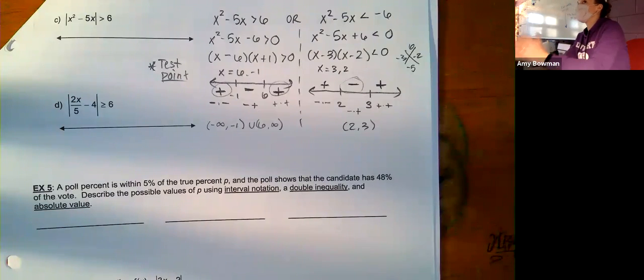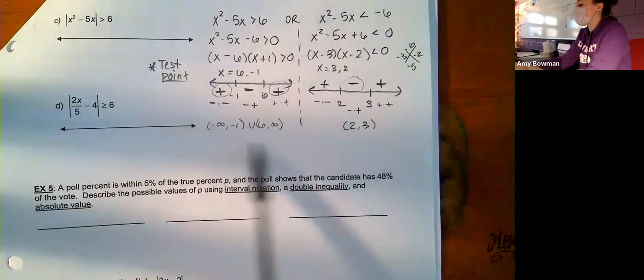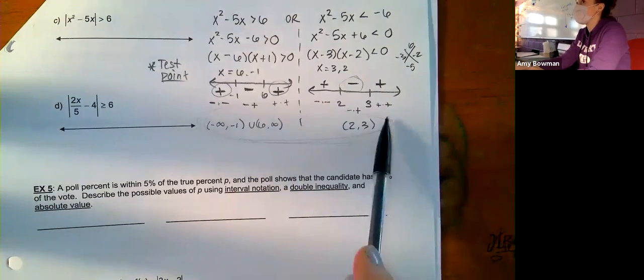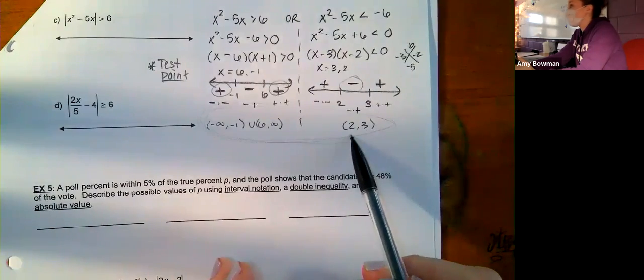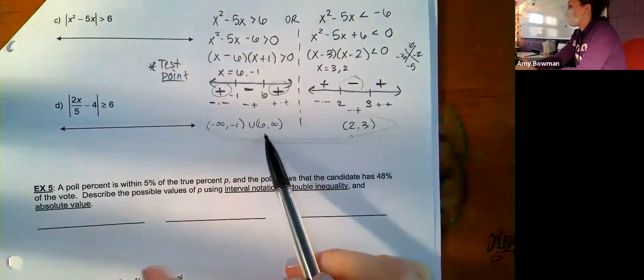So the final solution here is the union, not the overlap, but the union, meaning all of these together on a number line. So if you think of it, we've got everything up to -1, then we jump to everything between 2 and 3, then everything from 6 to infinity.